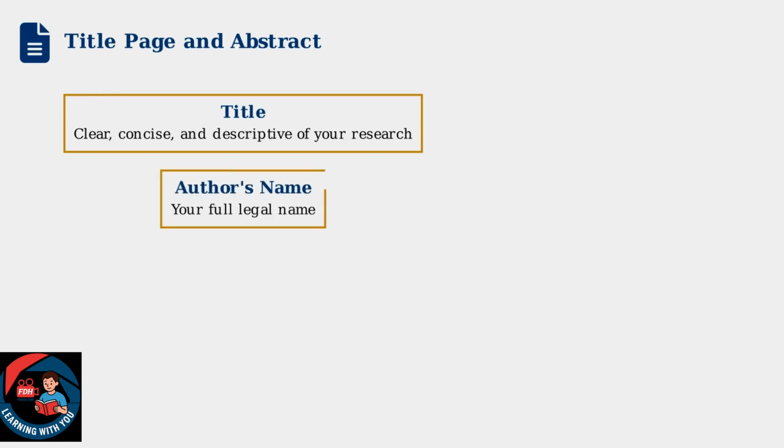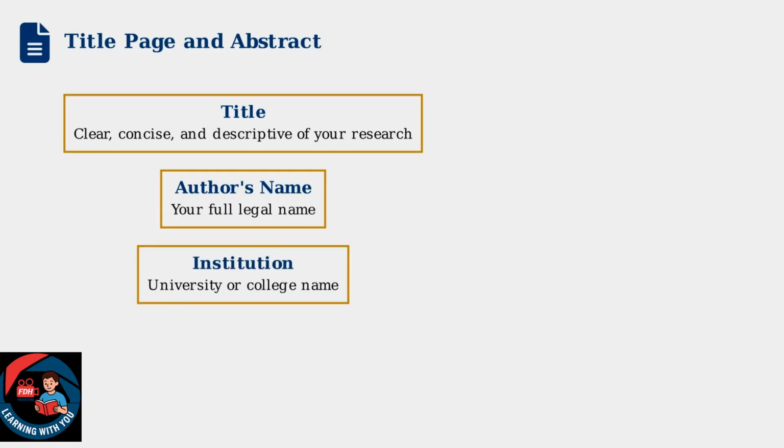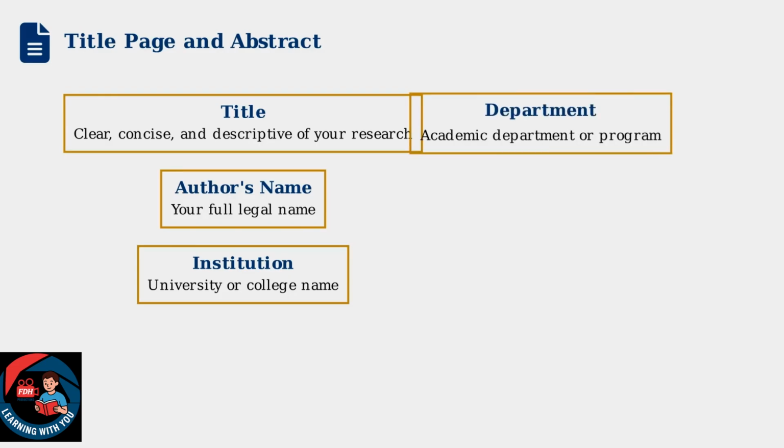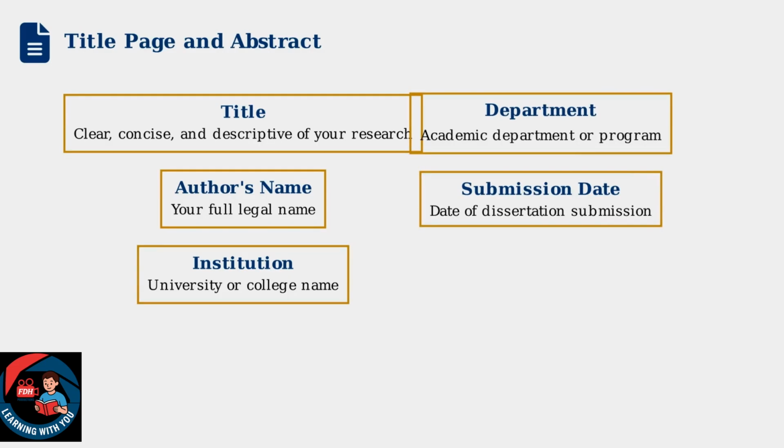The title page provides essential identification information, while the abstract offers a concise overview of your entire work. The title page includes several key components. First, the title should be clear and accurately represent your research topic. Next is your author's name, presented exactly as it appears in official records. The institution name identifies the university where you're completing your degree. The department specifies your academic field or program of study. Finally, the submission date marks when you officially submit your dissertation.